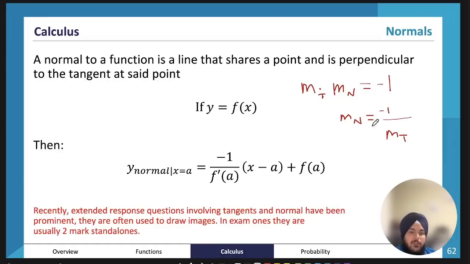And then the remaining process is exactly the same. Once you've determined the gradient of the normal, you can sub back in the points, or you can use y minus y1 is equal to m, the perpendicular gradient, times x minus x1.